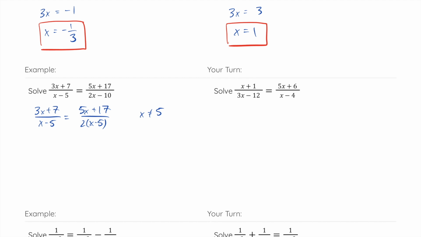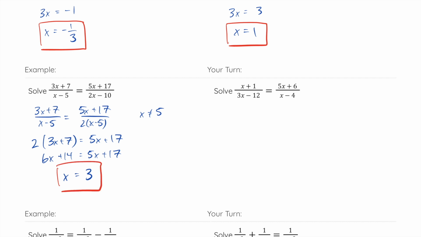We both have an x minus 5 term in the denominator, which means if I multiply both sides by x minus 5, they will divide out on each side. So really all I need to do is multiply the left side by 2, and the right side would stay as such. So now I have 6x plus 14 equal to 5x plus 17. I'm going to subtract 5x from both sides, and then subtract 14, and I get x is equal to 3. Again, this does not match my excluded value, so that is in fact the solution to this equation.